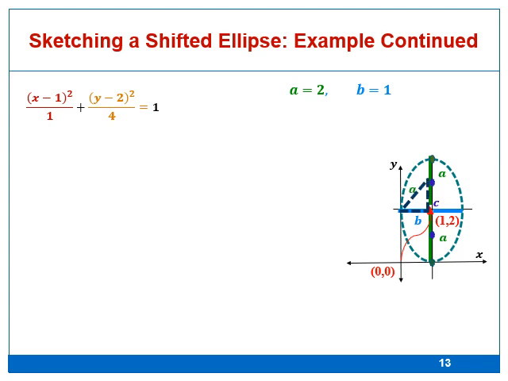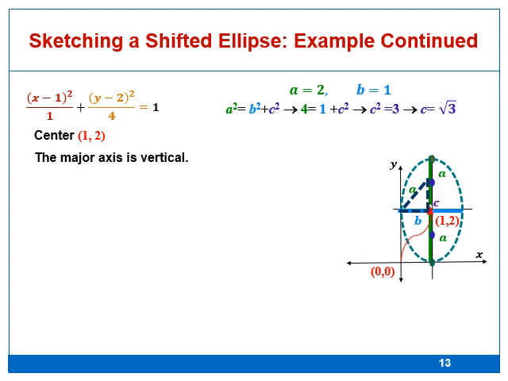To calculate c, we only have a and b, and we need to calculate c. We can draw this right angle triangle, where the height is c, the base is b, and the hypotenuse is a, where the hypotenuse is the line joining one of the two foci with one endpoint of the minor axis. So a squared is equal to b squared plus c squared, where c will be equal to root 3. We have the center at 1 and 2. The major axis is vertical.